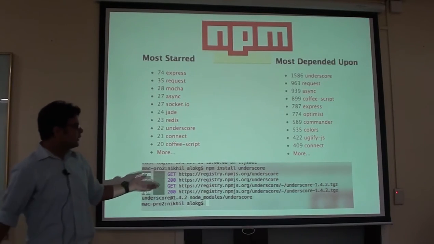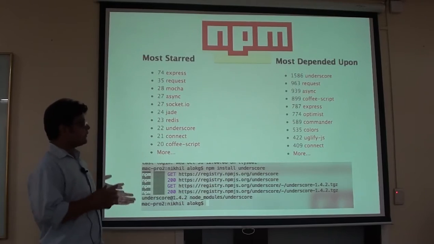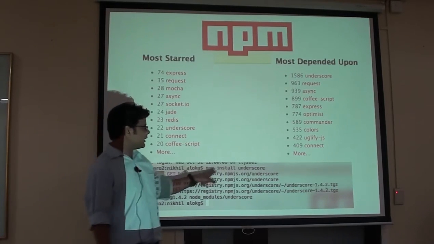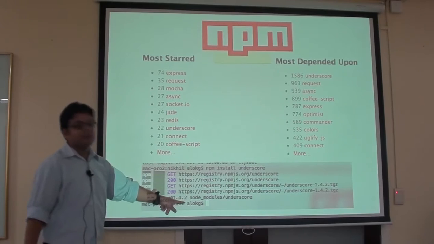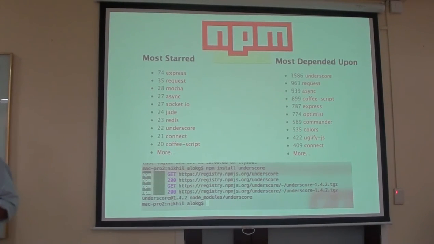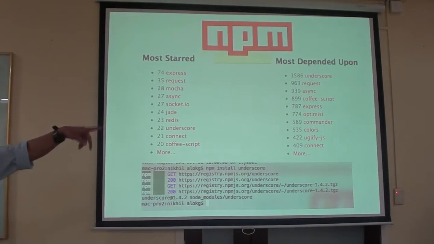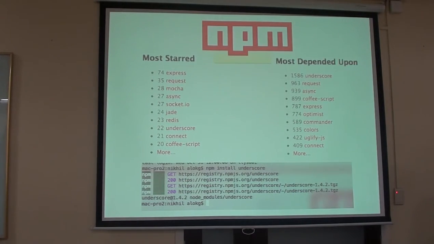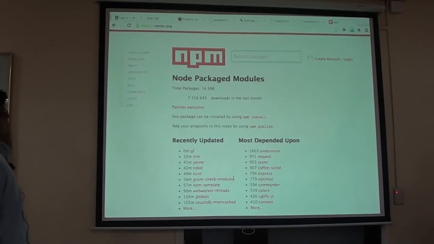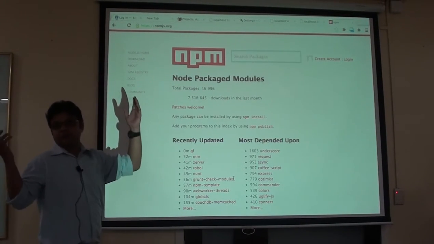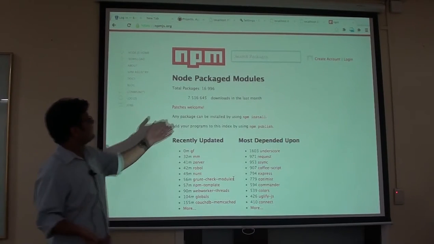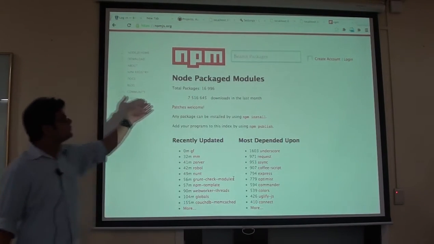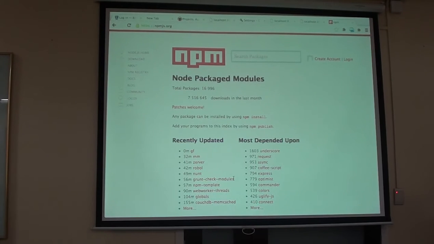So how to install it? If I want to install underscore, I run npm install underscore, and the same module will be available inside my project. If you go to the website of npm, I told you some figures, and some techies have added more modules. So now 16,096 modules are added. You can install them, use them, see the code, do whatever you want with them.